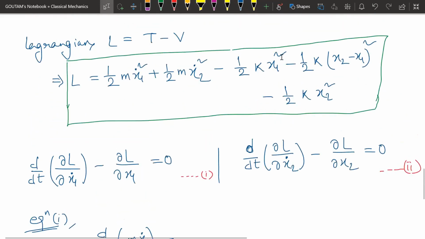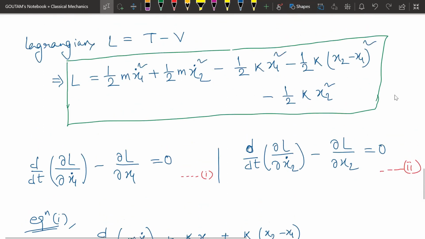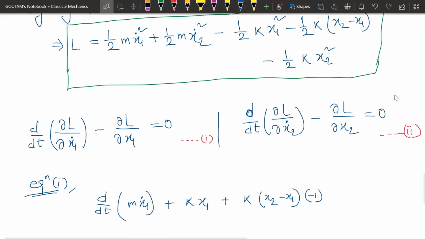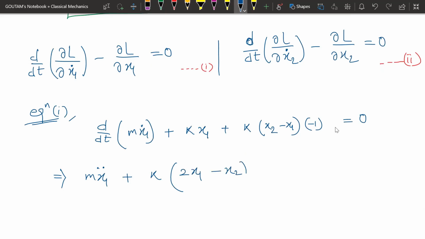There is x1 dependency in this term and in this term also. There is a minus sign, and also a minus sign in the Lagrangian here and here. So in that case, we get plus k x1 plus k (x2 minus x1), and the derivative of this will be minus 1, equals 0. So it will be m x1 double dot plus k (2x1 minus x2) equals 0.